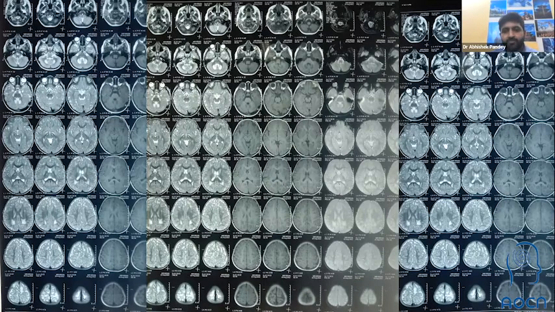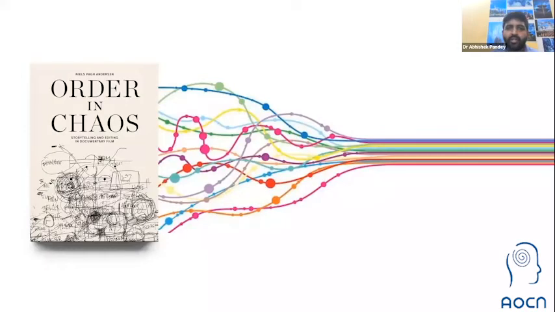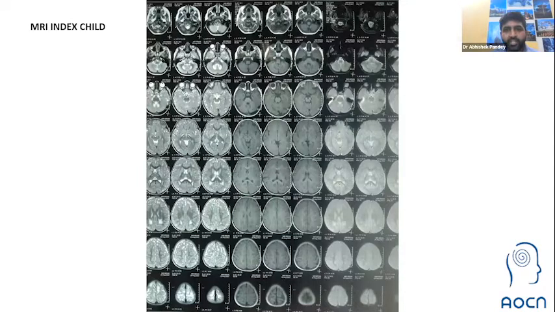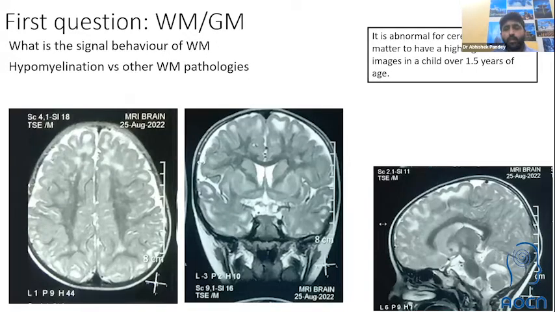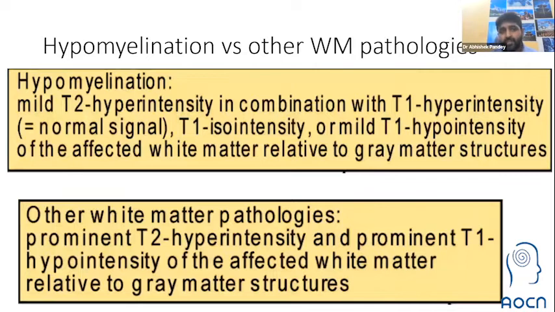So we have numerous films which were available with us, and we'll move on from chaos to order in a patterned approach. So this is the MRI of our index child. First question, when we receive an MRI which looks somewhat like a leukodystrophy pattern, we have to go in a patterned approach. So the first question to sort is whether it is gray matter predominant or white matter predominant involvement. Based on this, when we see our index child images, it's quite clear that it's predominantly white matter involvement. Now, whether it is hypomyelination versus other white matter pathologies.